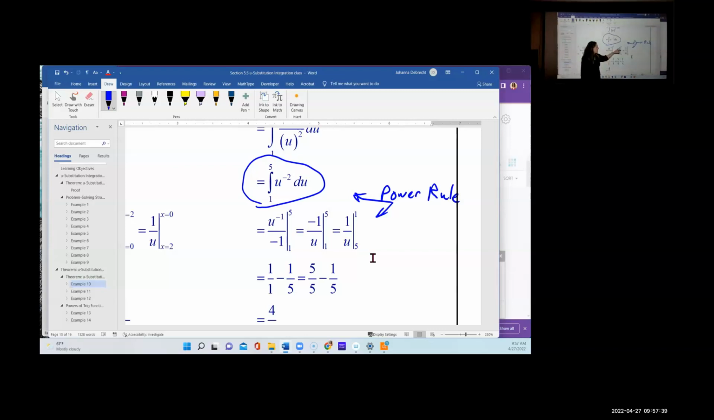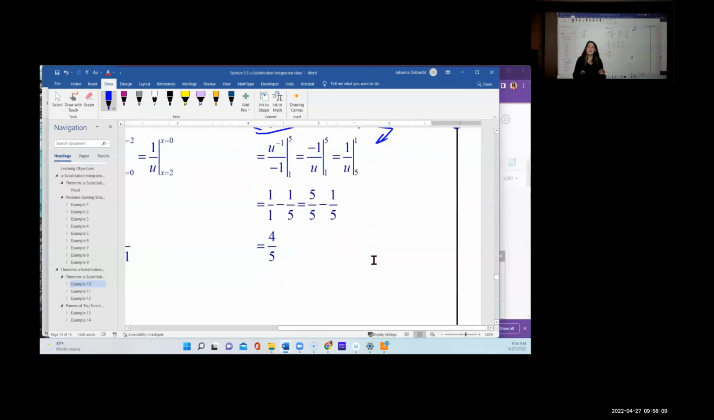So to get rid of the negative, I switch the limits of integration from 1 to 5 to 5 to 1, and that makes it positive. Then I substitute the upper limit of integration, which is 1. So I get 1 over 1 minus, substitute the lower limit of integration, 1 over 5. And then I get a common denominator of fifths. So 5/5 minus 1/5 is 4/5. And I'm done.